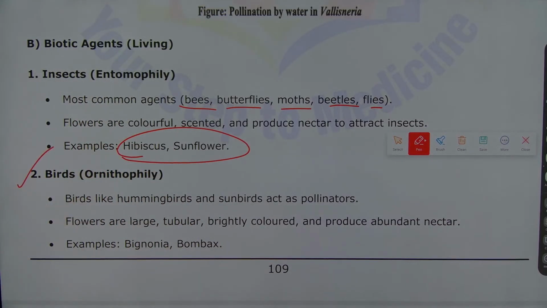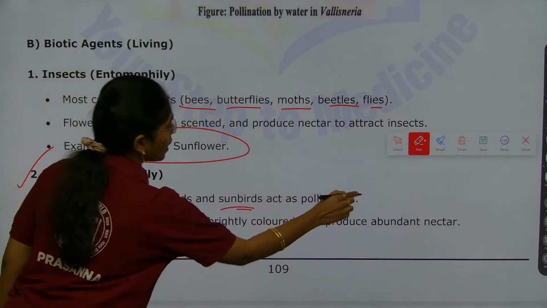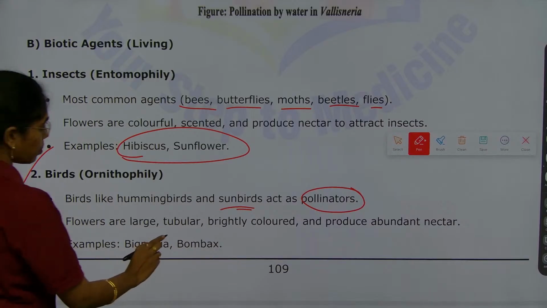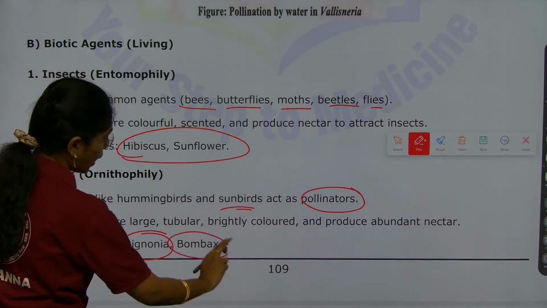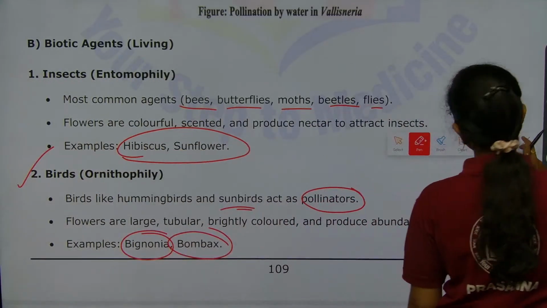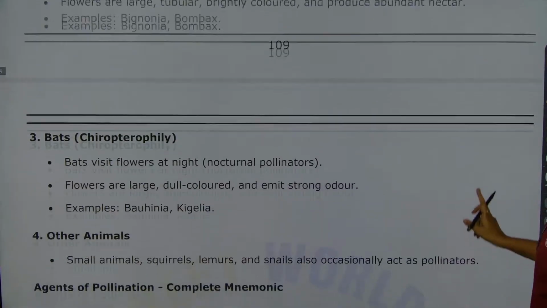Next, birds, ornithophily. Birds like hummingbirds and sunbirds will act as pollinators. Flowers are large, tubular, brightly colored and they will produce abundant nectar here. Examples include Bignonia and Bombax. These are the examples for bird pollination.